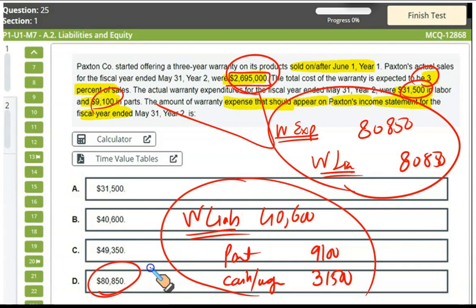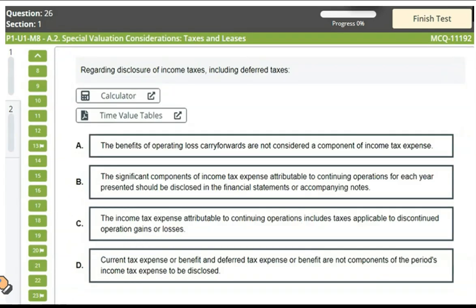When actual warranty expense is being paid, we don't charge it to the income statement. In fact, we debit the warranty liability and credit whatever is being given, cash or parts, or maybe money paid to our workers, or maybe the new product. Maybe you are replacing the old product and giving a brand new product to your customer under the warranty. So that is D.